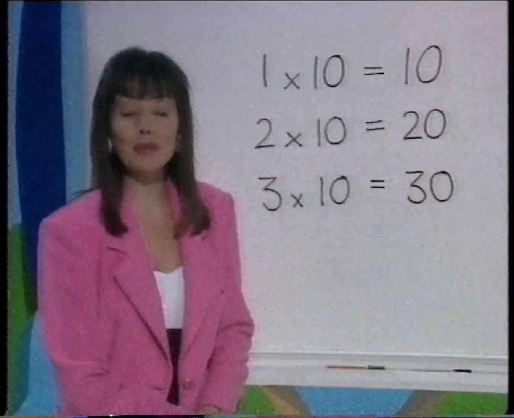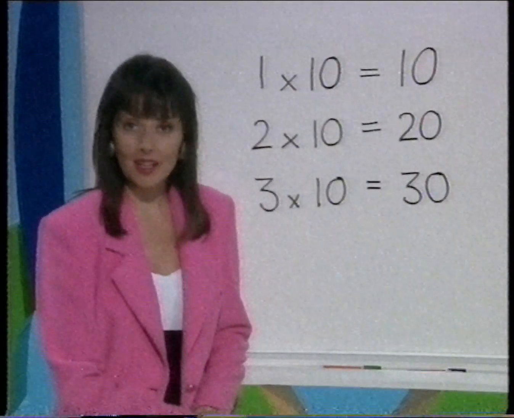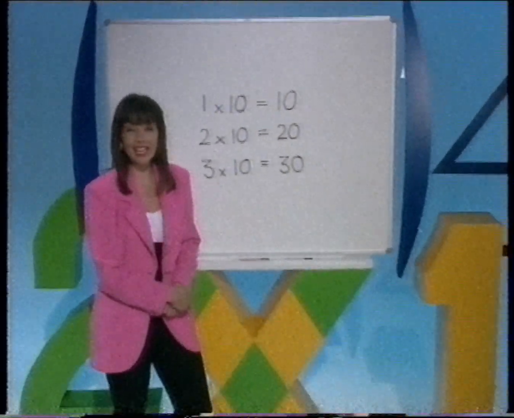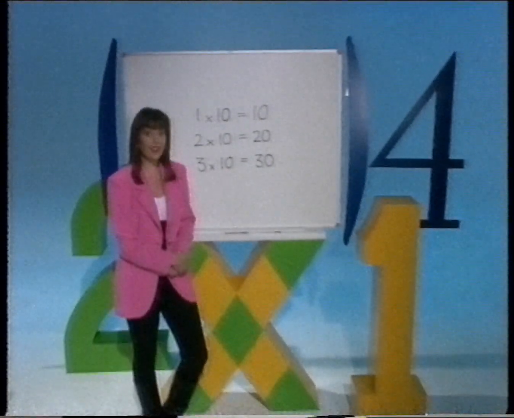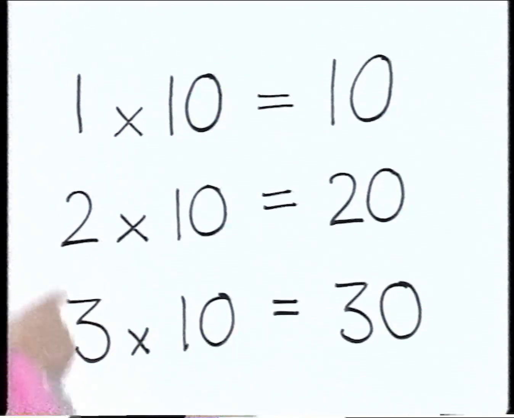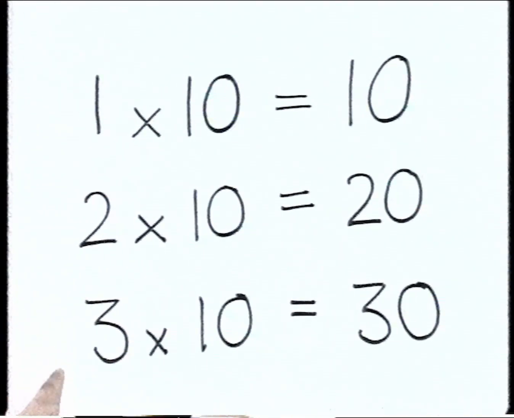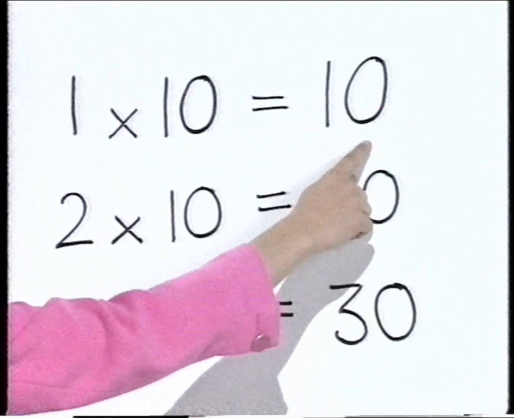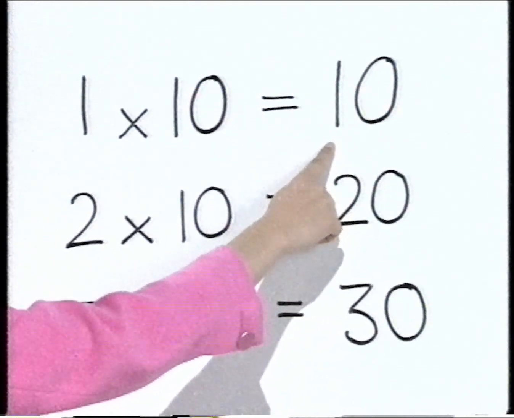Now we've done the 2s and the 5s, let's think about the 10s. Some people say that the tens could be the easiest tables of them all because, well, look at this. To multiply any of these numbers by 10, you just put a naught on the end. You move the number from the units to the tens column.